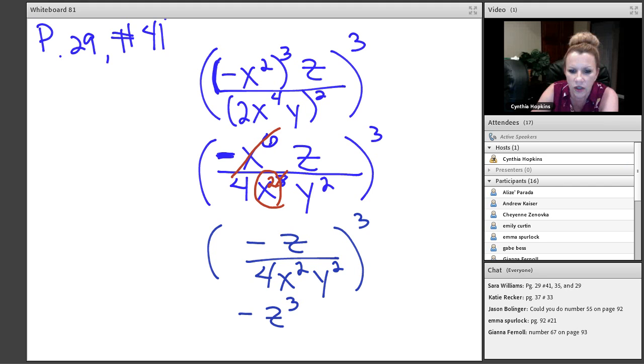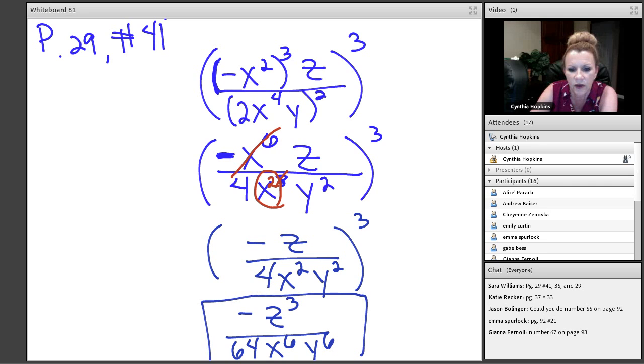I get z cubed. I'm going to cube my 4. That's not 4 times 3. It's 4 raised to the 3rd power, and that's 64. And then x squared cubed means keep the same base, multiply the exponents, and same thing for the y. And there's my final answer.